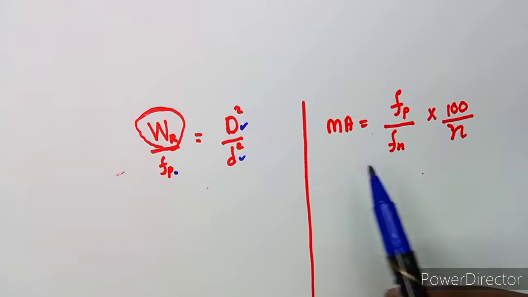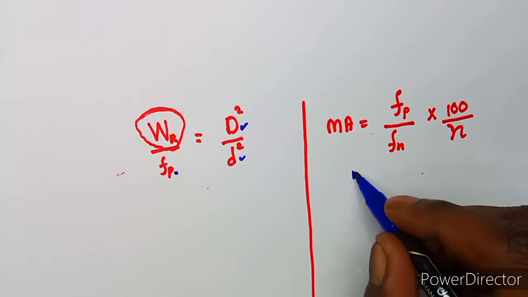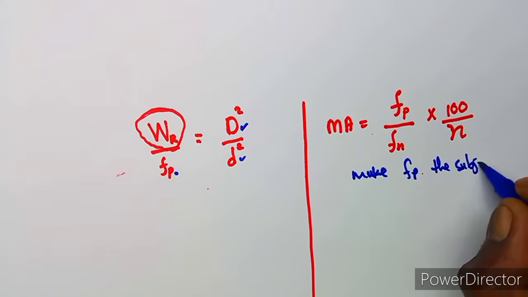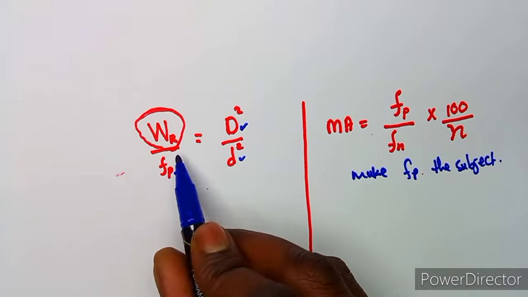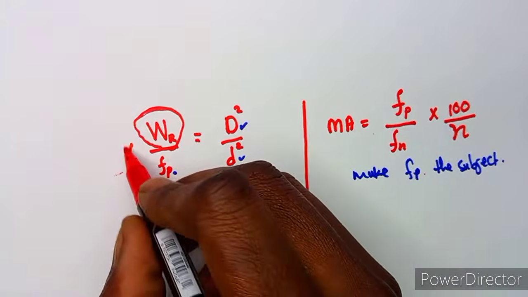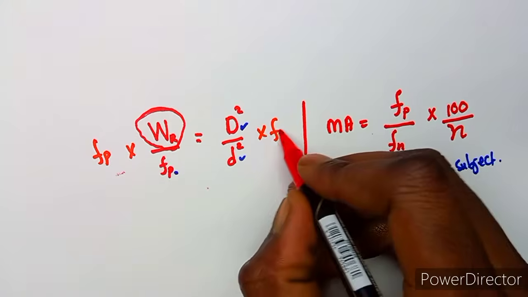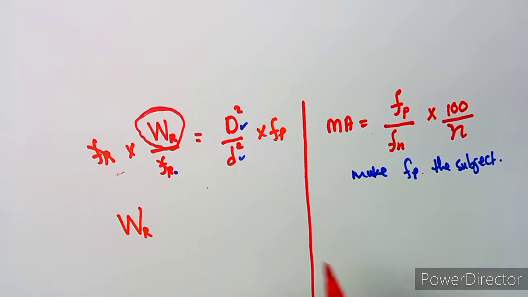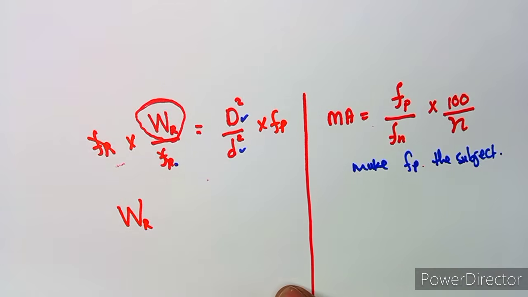So where are we going to calculate FP? From this formula we have to calculate FP, so let us just transpose and make FP the subject. Once we have got this, we can substitute here. To remove this, you just multiply by FP here and by FP here, so this can cancel. So the work done that you're going to have is actually the force on the ram. Remember, it is being pushed there, so that is the load that you're going to have.